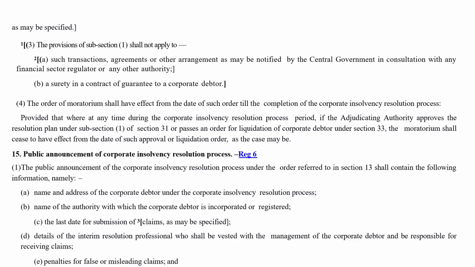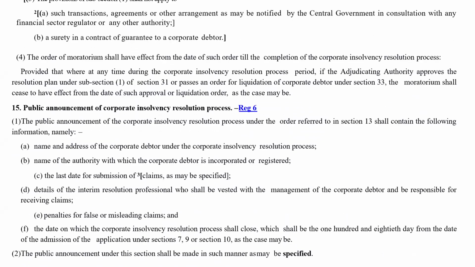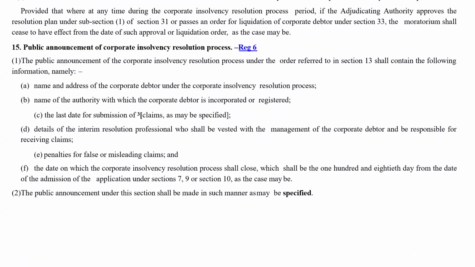Now section 15. Section 15 talks about the public announcement of CIRP process. The public announcement of the corporate insolvency resolution process shall contain the following information: name and address of the CD, name of the authority with which the corporate debtor is incorporated or registered, say MCA, last date for submission of claims as may be specified, details of the IRP, who shall be vested with the management, because here the management will be taken over by the IRP, right? The powers of the board shall stand suspended, and the IRP shall be responsible for receiving claims, then penalties for false or misleading claims, and the date on which the CIRP process shall close, which shall be the 180th day, because initially the timelines have to be maintained as per 180 days.